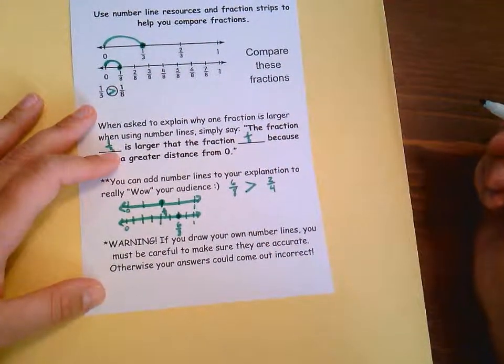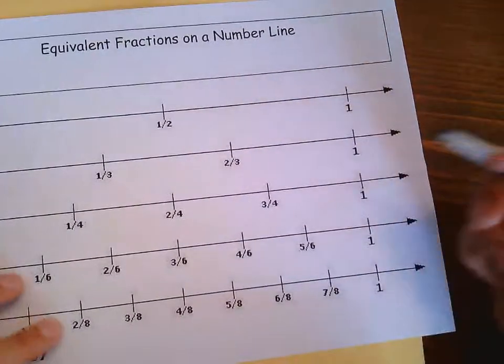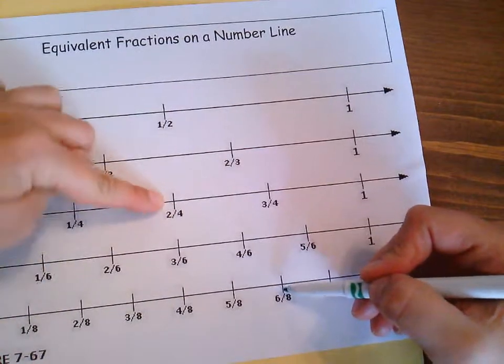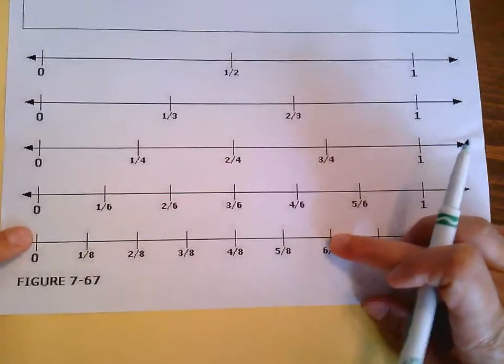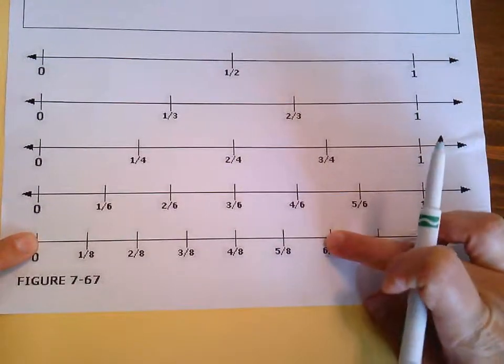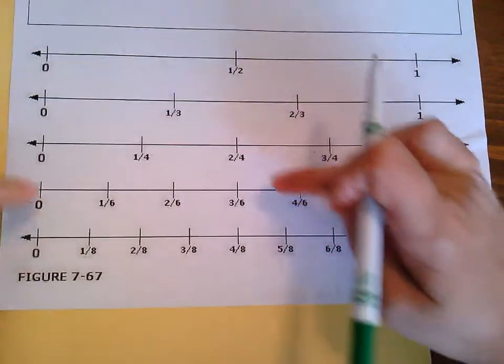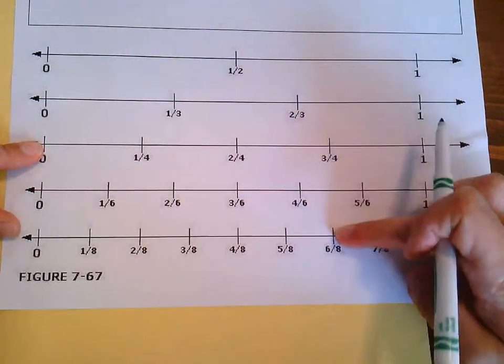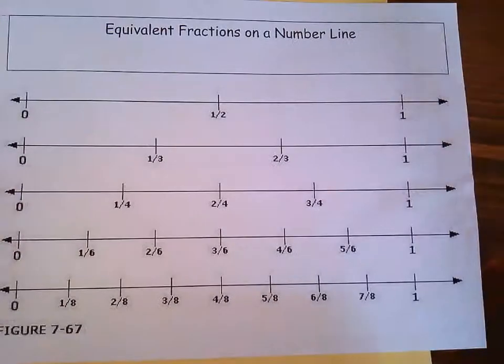is larger than 2/4. I can also use my number line resource to compare 6/8 and 2/4. I see that 6/8 is from here to here, and my 2/4 is only from here to here. So 6/8 is again larger using my fraction number line resource.